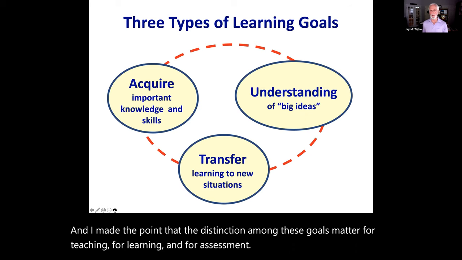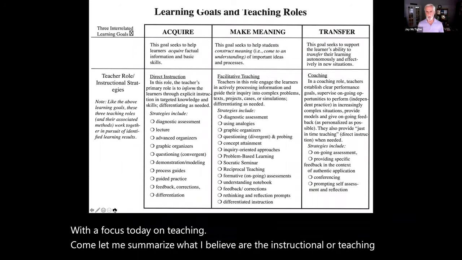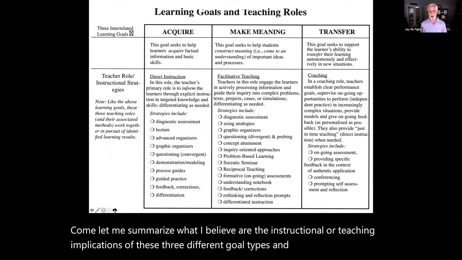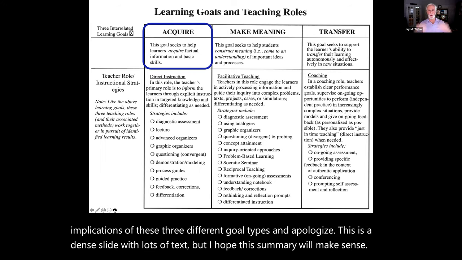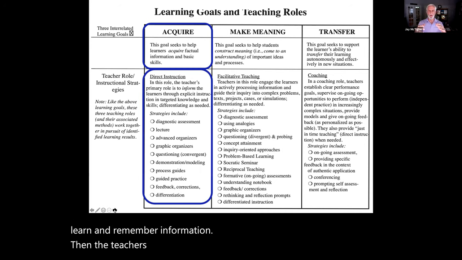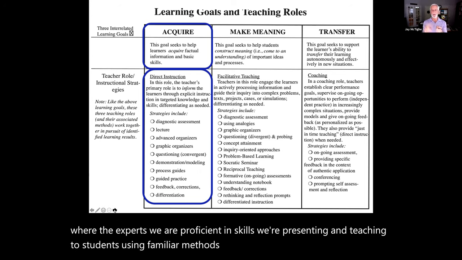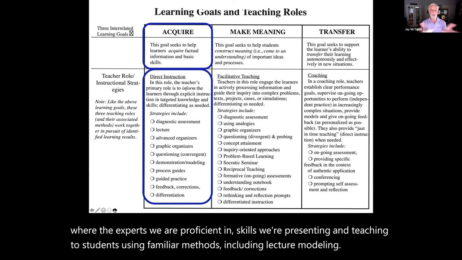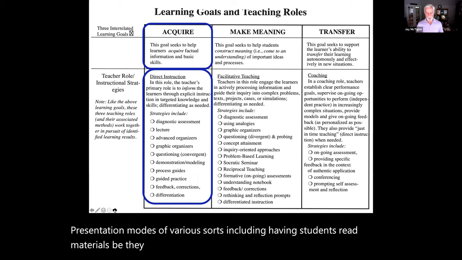With a focus today on teaching, let me summarize what I believe are the instructional or teaching implications of these three different goal types. And I apologize, this is a dense slide with lots of text, but I hope the summary will make sense. When acquisition is our main goal, in other words, we want students to learn and remember information, then the teacher's role is often and appropriately one of direct instruction. We're the experts, we're proficient in skills, we're presenting and teaching to students using familiar methods, including lecture, modeling, presentation modes of various sorts, including having students read materials, be they textbooks or lecture notes.